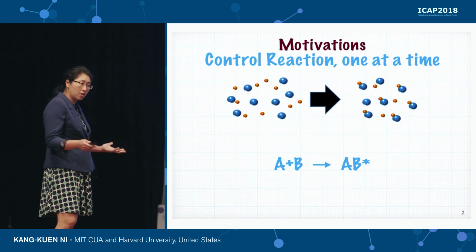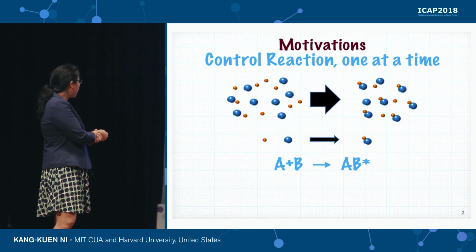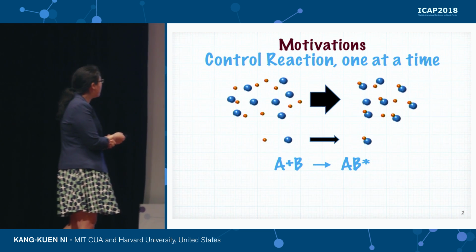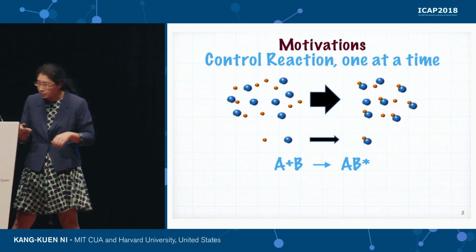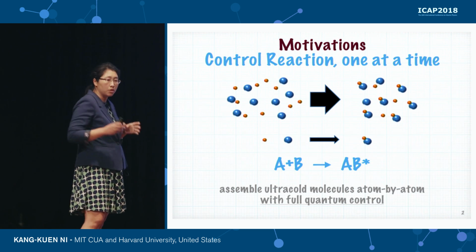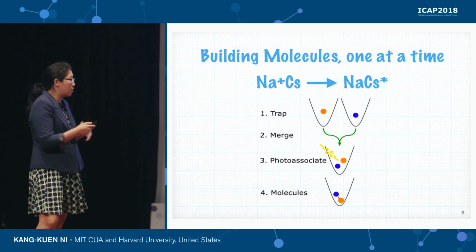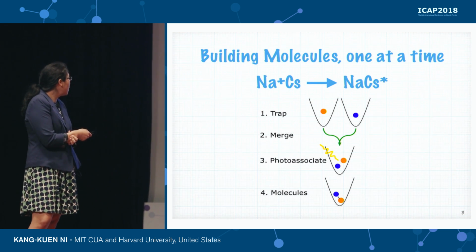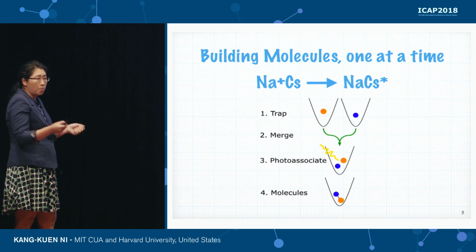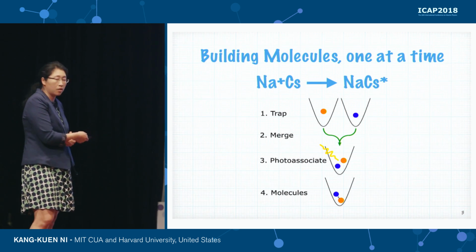chemical reaction. In particular, we want to go to the limit where we can start with exactly one atom of A and one atom of B and make a molecule out of these. And ultimately, we want to assemble ultra-cold molecules atom by atom with full quantum control. So the game plan for us here is to start, in our case, we work with sodium and cesium atoms and make them into molecules by trapping single atoms, putting them in the same trap, and zapping it with a photon to make molecules.